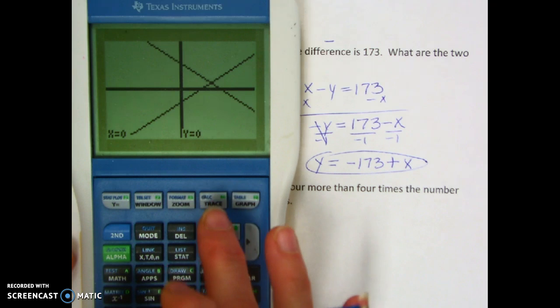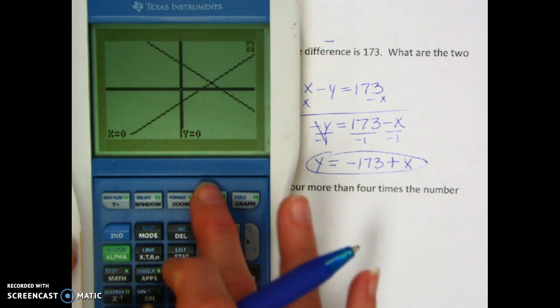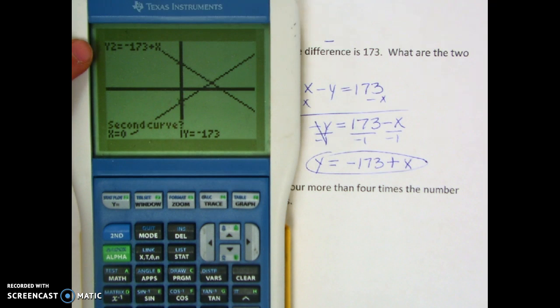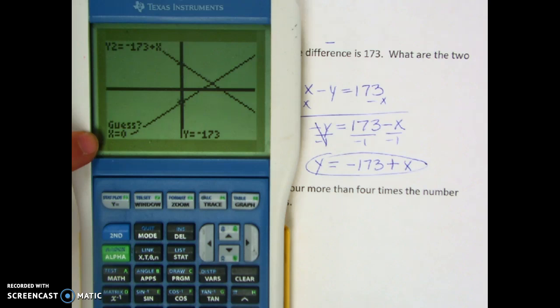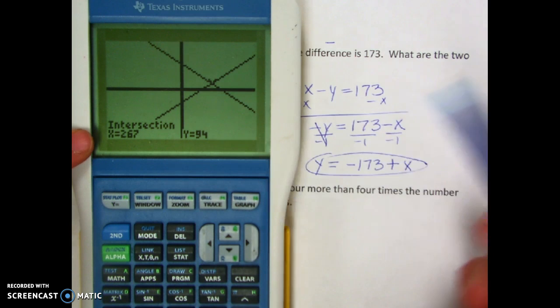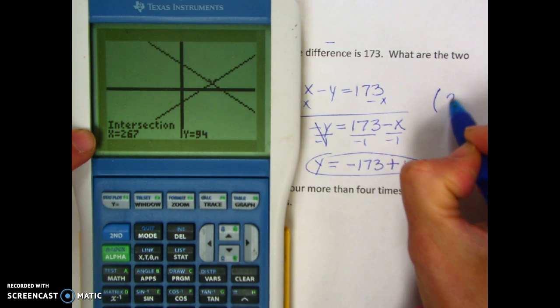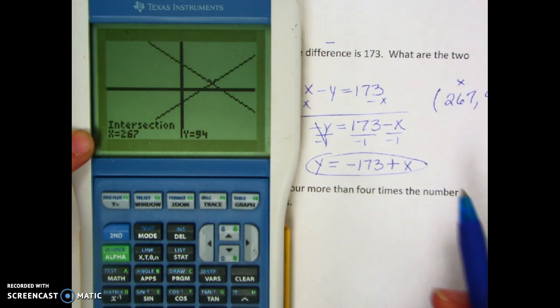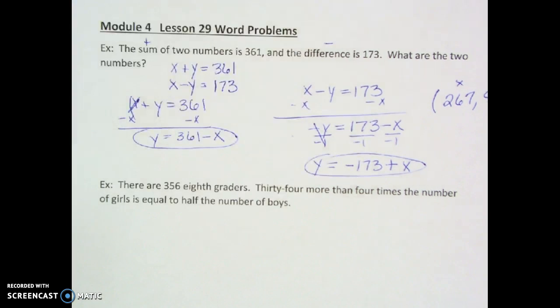Remember, we can do intersection through calc, and number 5 is intersect. We need to tell it which lines we want to find the intersect, and then it makes us guess. Our intersection point is 267, 94. So our x is 267 and our y value is 94 for this problem.